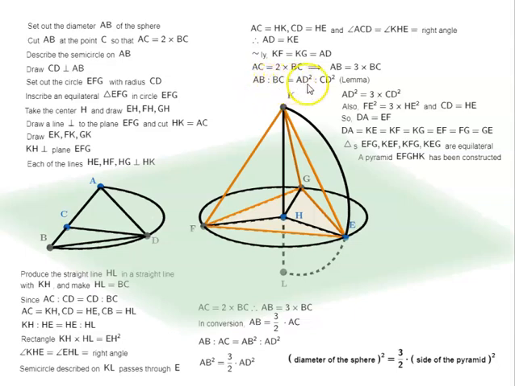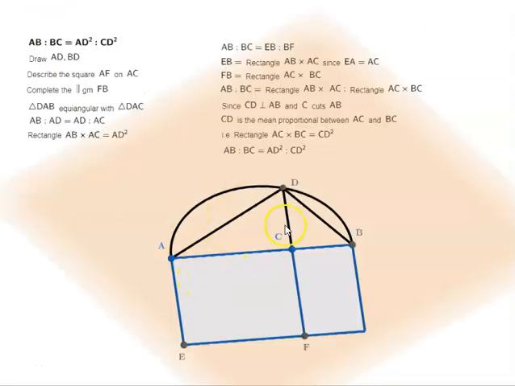Now, remember, here we had one step. AB is to BC is equal to AD square is to CD square. How we arrived at this, we had left it out to be looked at as a lemma. So now let's look at this lemma. So here we have the same figure, and what we have to prove is AB is to BC is equal to AD square is to CD square.